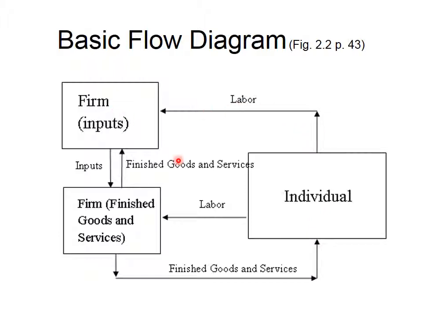And we can come up with dozens and dozens of examples of this. I'll give you a couple. Let's look at a farmer. Let's say I'm a farmhand. I produce labor on the farm. We can look at that farm as either an input firm or a firm producing finished goods and services.